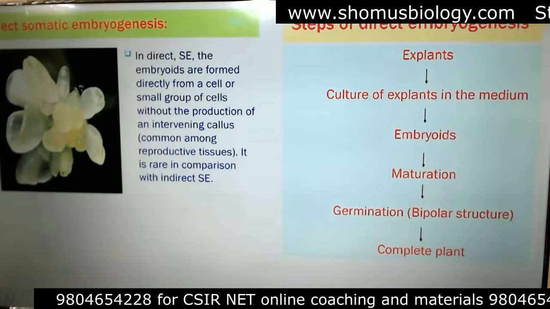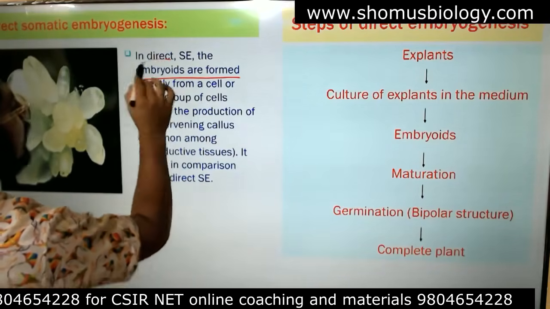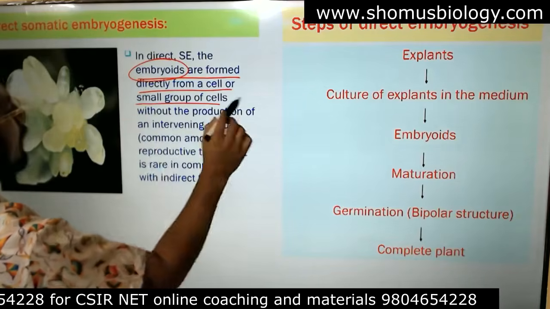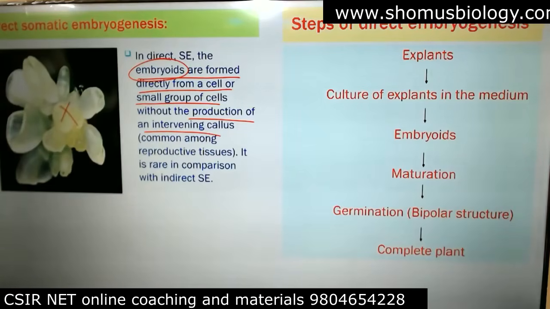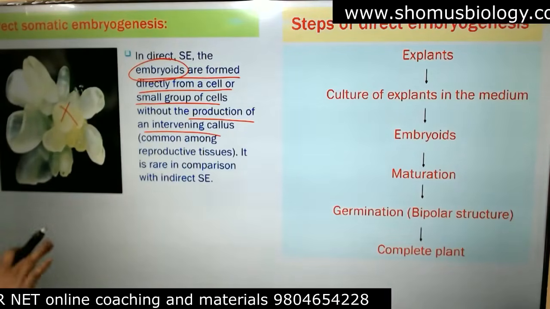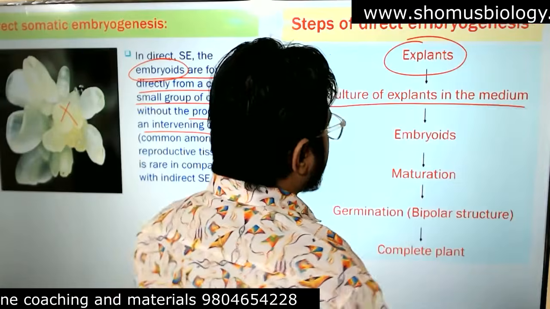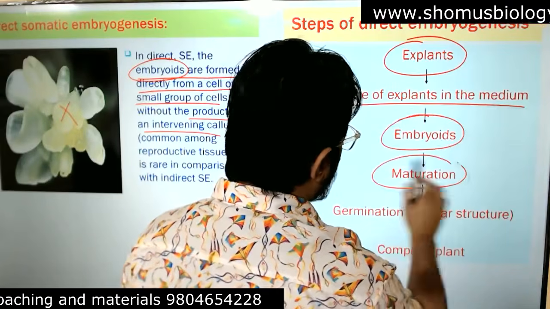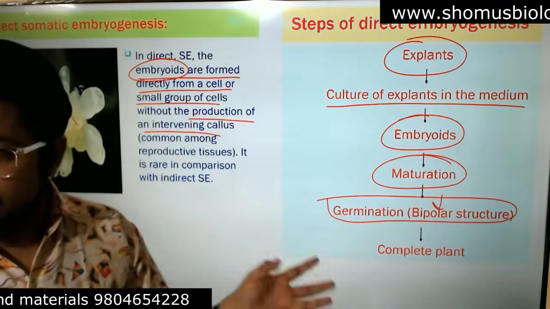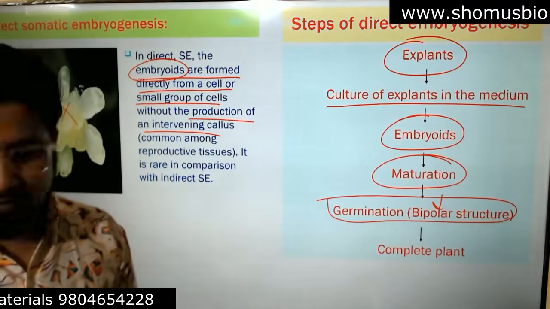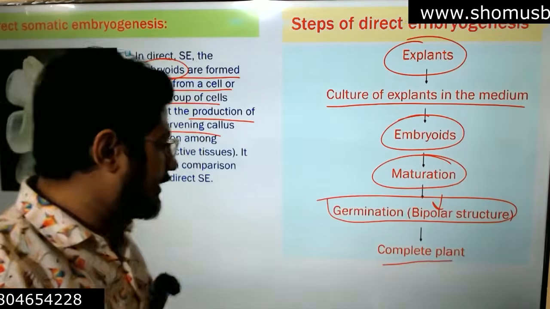So direct embryogenesis, here you can see the embryoids are formed directly from a cell or small group of cells without producing any callus. No callus is formed. Okay, callus formation is very common among reproductive tissue, which is avoided here. So you have explants, culture of explants in the medium, then embryoids are formed, maturation of embryoids, germination, and bipolar structures formed after germination. So germination is what? Cotyledonary structure is there, and from there shoot and root are produced. No callus anywhere. Then the complete plant is formed.